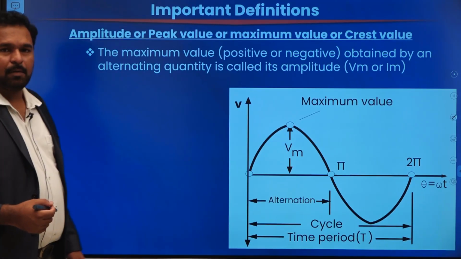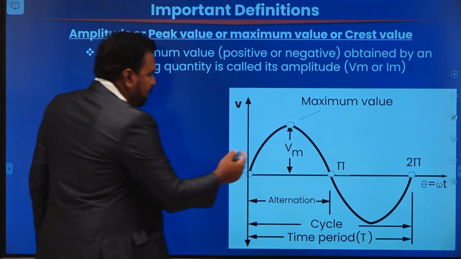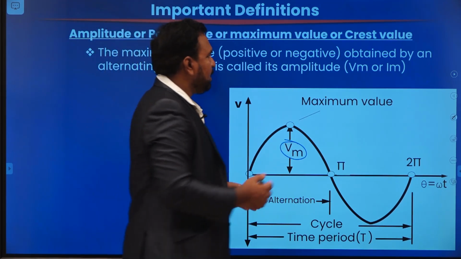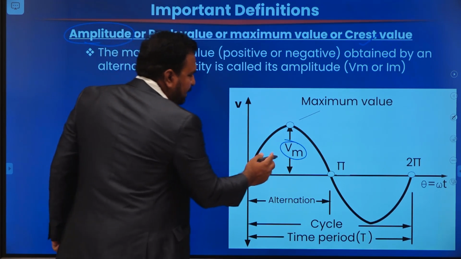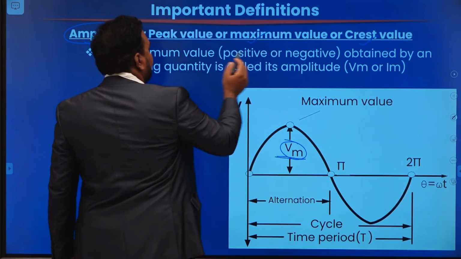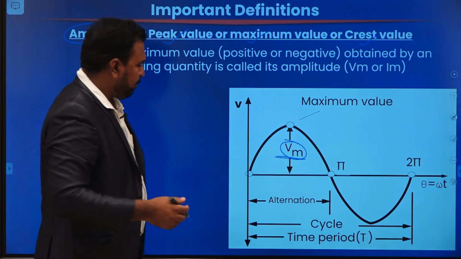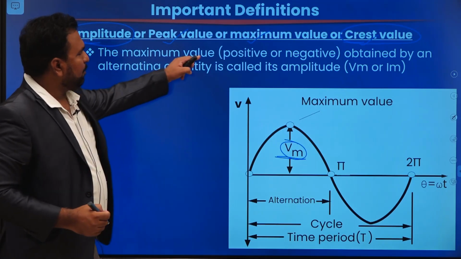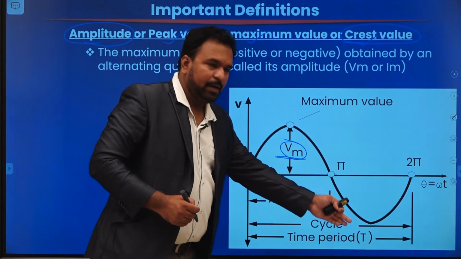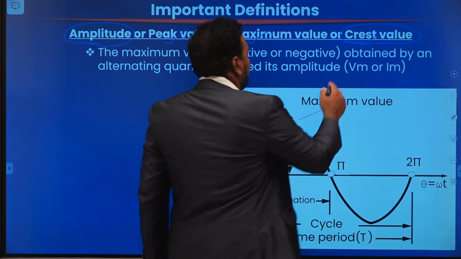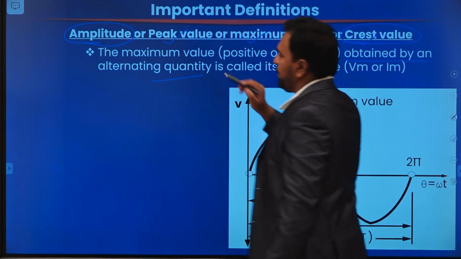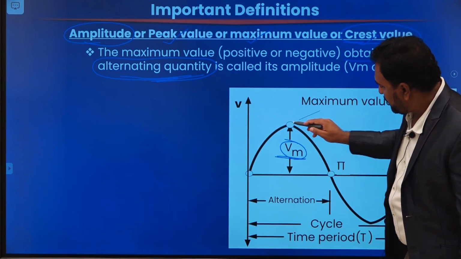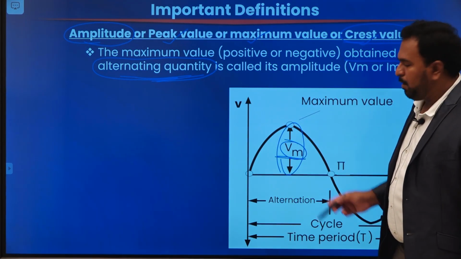Next one, amplitude or peak value. I already told you that this Vm is called the maximum value. This maximum value can also be called the crest value. Generally we call it either magnitude, maximum value or peak value, and in plus 2 course you called it the crest value. The maximum value can be either positive or negative maximum. The maximum value obtained by an alternating quantity is called its amplitude, peak value or crest value. Here Vm is called the peak value.